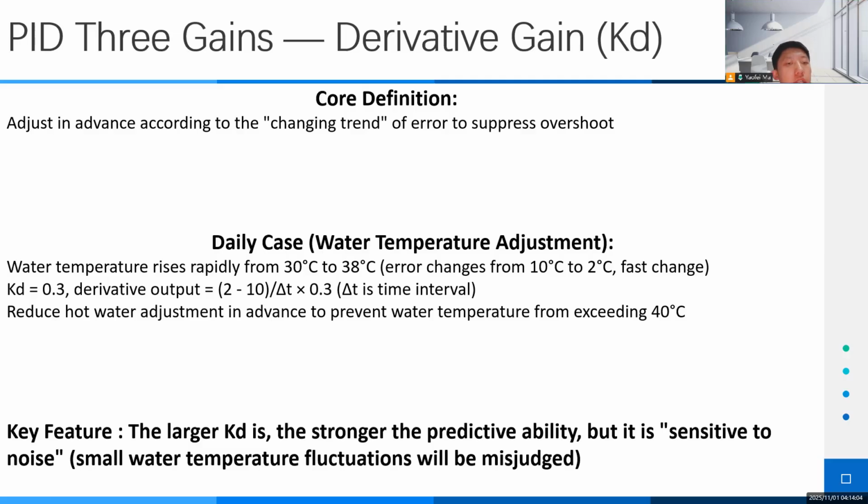A bigger KD makes the prediction stronger, but it's too sensitive to small changes. Like if the water temperature jumps 1 for a second, KD might misjudge it as a big trend.